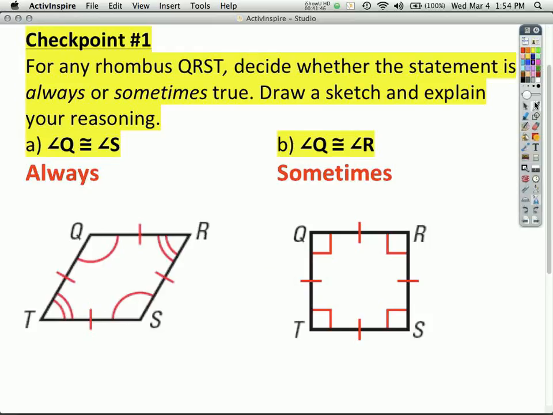Does anyone have any questions about what we did there? So very different than what we did in the example. But again, the idea was to take what you've learned and apply it to a different scenario. Any questions about that?